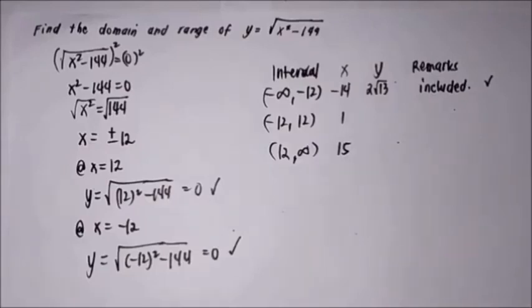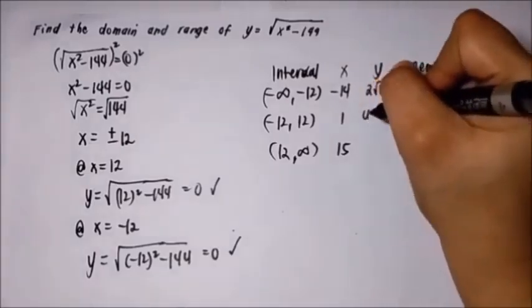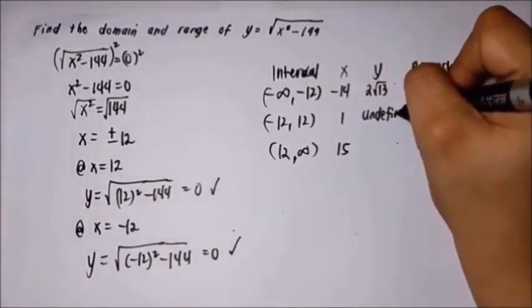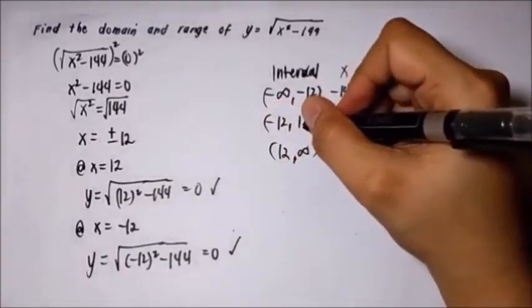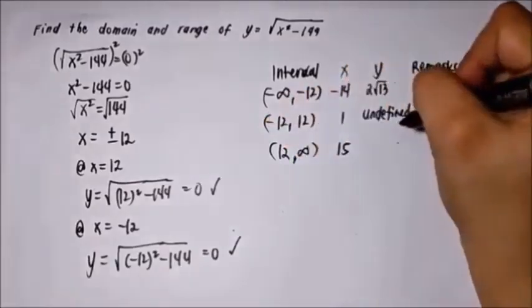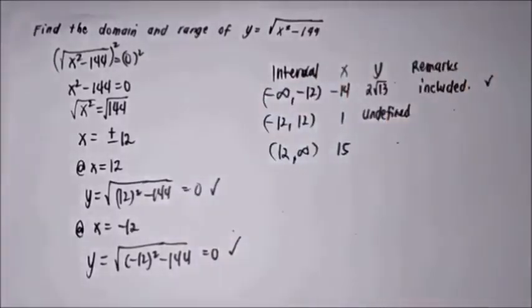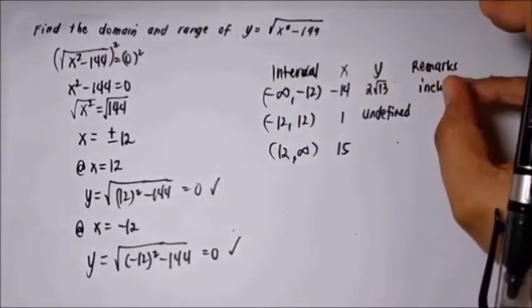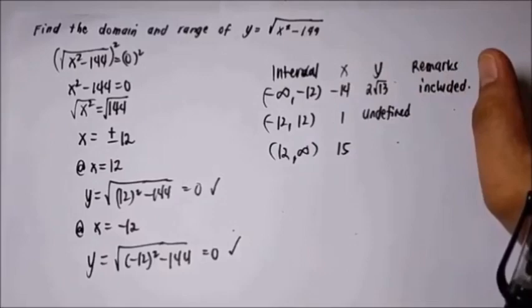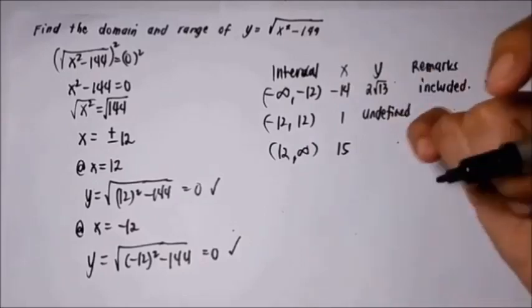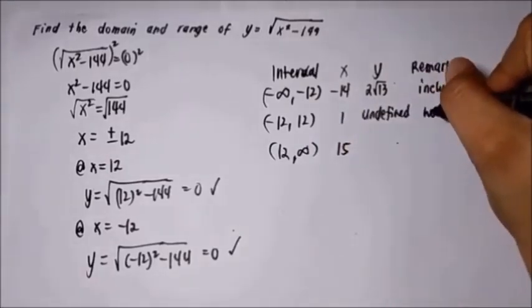So what if we want to use positive 1? So it is undefined. So the values from negative 12 to 12 would be undefined. But don't forget, included would be 12 and negative 12. But within that, let's say negative 11 or positive 11, they are not included.